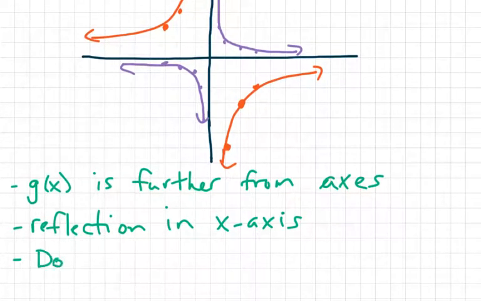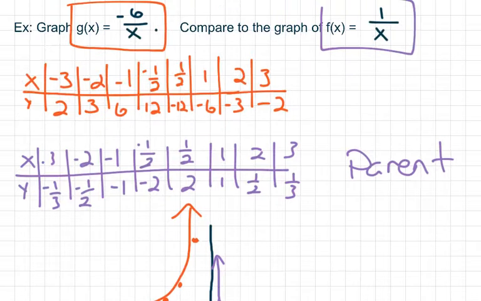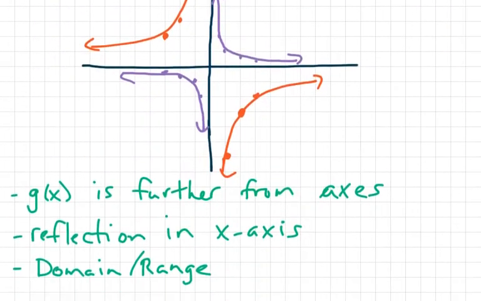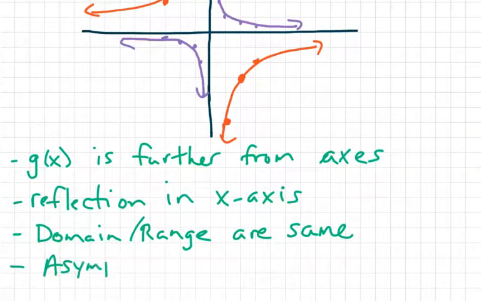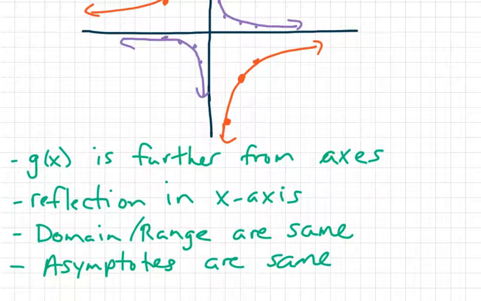The domain and range, we're not shifting anything. Because think about our rules for transformations. These aren't translated anywhere. So the domain and range are the same. What about asymptotes? Again, we're not sliding it left, right, up, or down, so the asymptotes also remain the same. Okay, so that would be a good summarization of comparing how they're the same, how they're different.